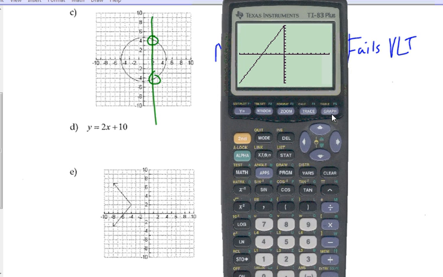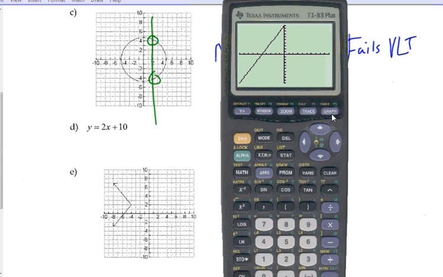If there's an error, I will need to look at your calculator. So, does that pass the VLT? That's like the diagonal ones, and it goes up one.